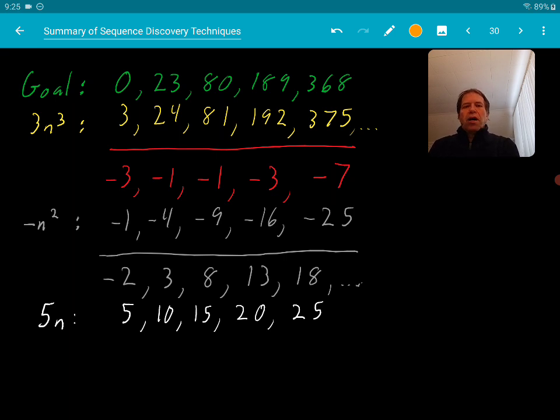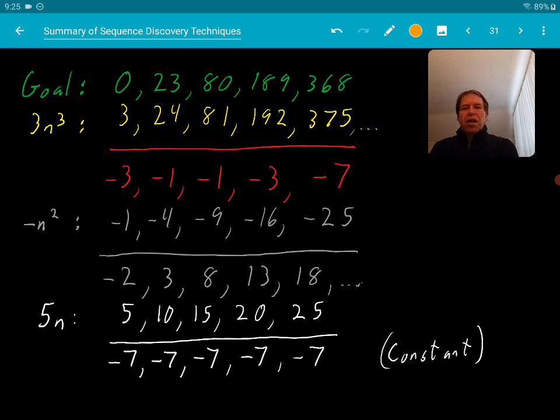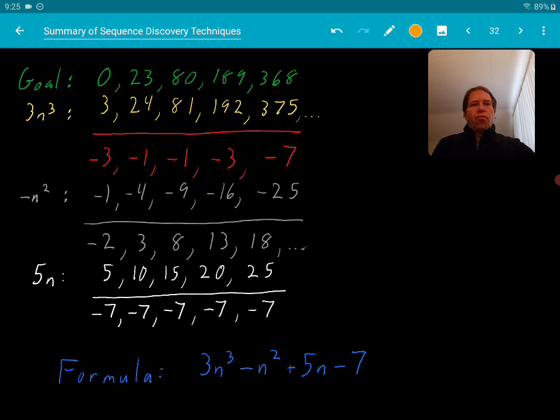And so one more time, we're going to subtract the now white values from the gray values above. And we've taken away our n cubed values. We've taken away n squared values. We're taking away n values. So the only thing that should be left is a constant. And so -7 is our constant to go with the terms of the polynomial that we already have. And if we put all of those together, we should have the formula that generates our sequence. We had 3n cubed minus n squared plus 5n minus 7.